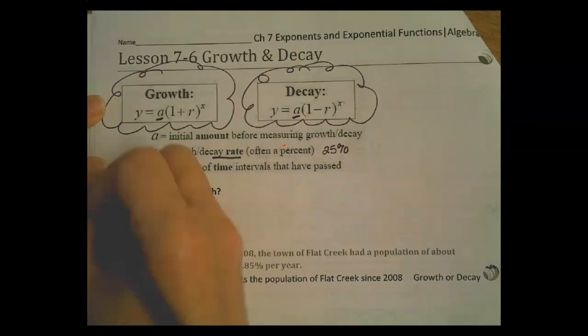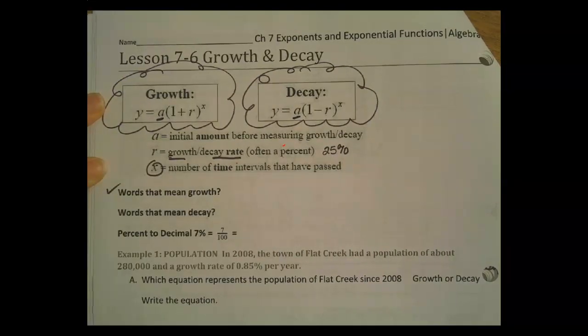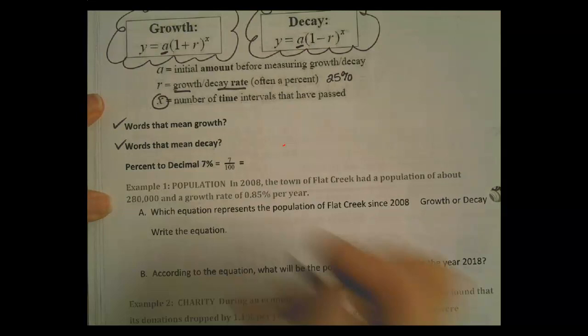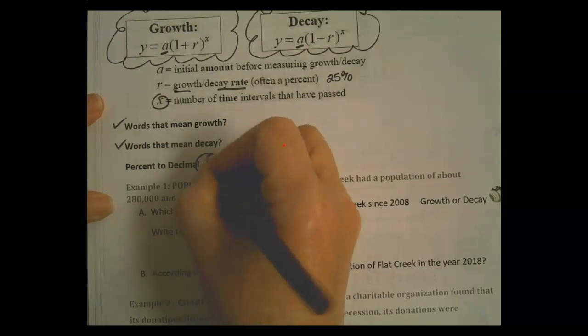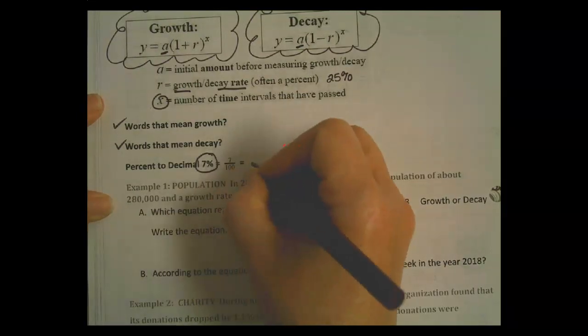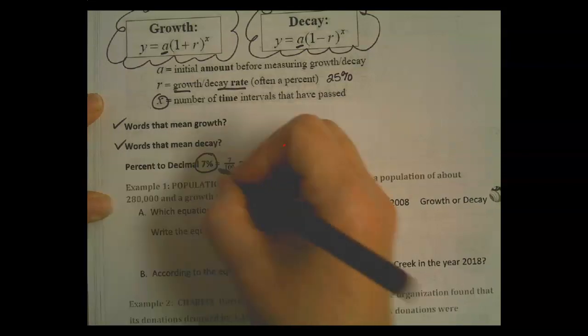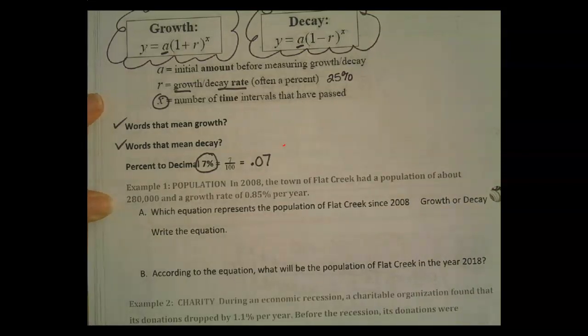Key things: you need to check on the words. Do they mean growth or do they mean decay? Sometimes you can use a percent in your calculator, and some people prefer to put them in as a decimal. And that's how you turn them into a decimal, percent to decimal.